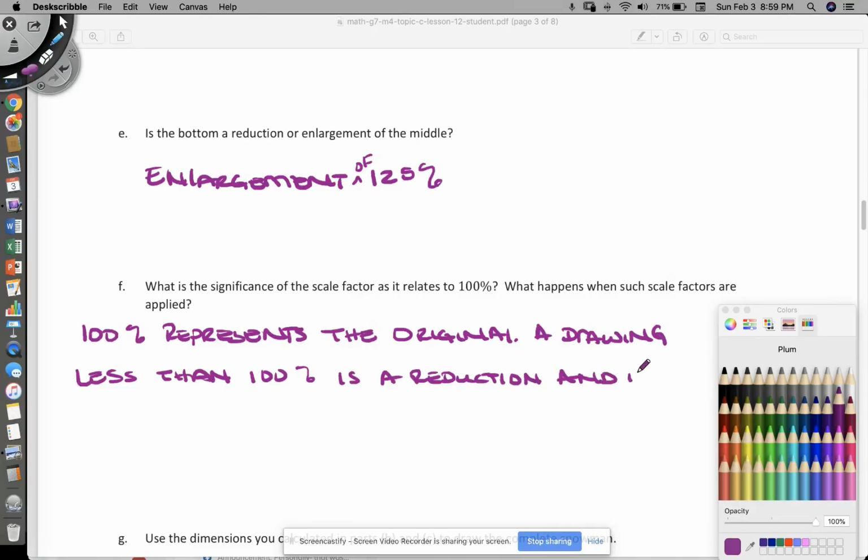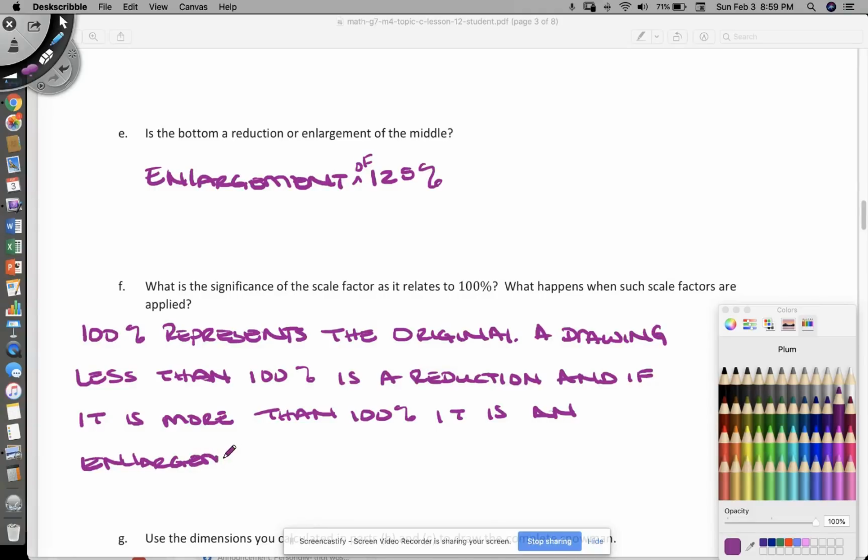And if it is more than 100%, it is an enlargement. And that can be 101%. 100% always goes to the original.